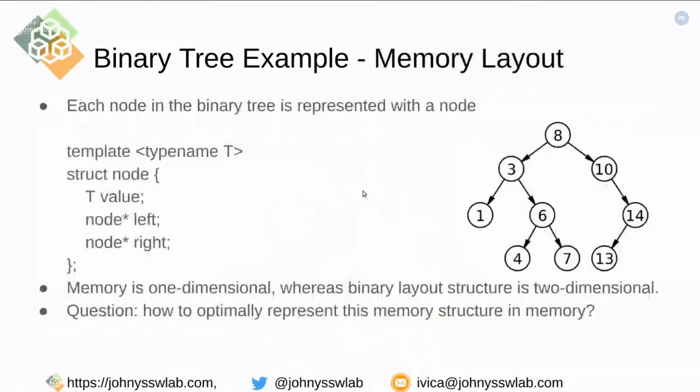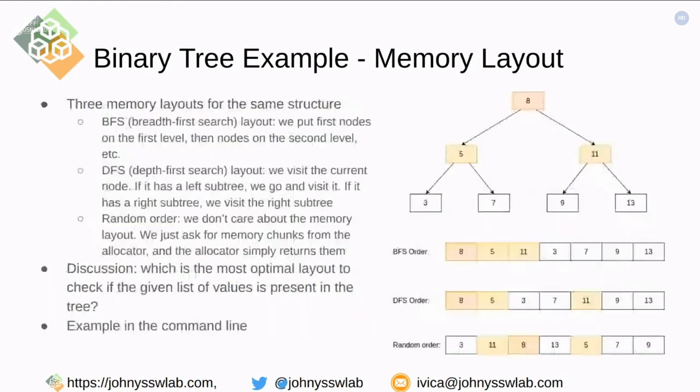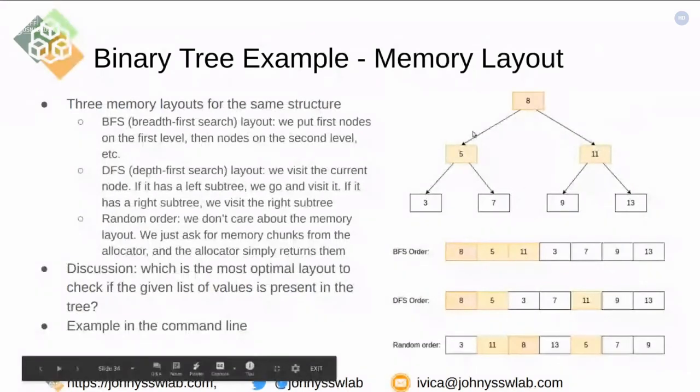Each node in the binary tree, so 8 is a node with these two pointers, 3 is a node with these two pointers, 6 is a node with these two pointers. Each node in the binary tree is represented with a struct node. It holds the value, it holds the left pointer, and it holds the right pointer, okay? So memory is one-dimensional, whereas the layout of this structure is two-dimensional. Now, the question is how to optimally represent this structure in memory for optimal access.